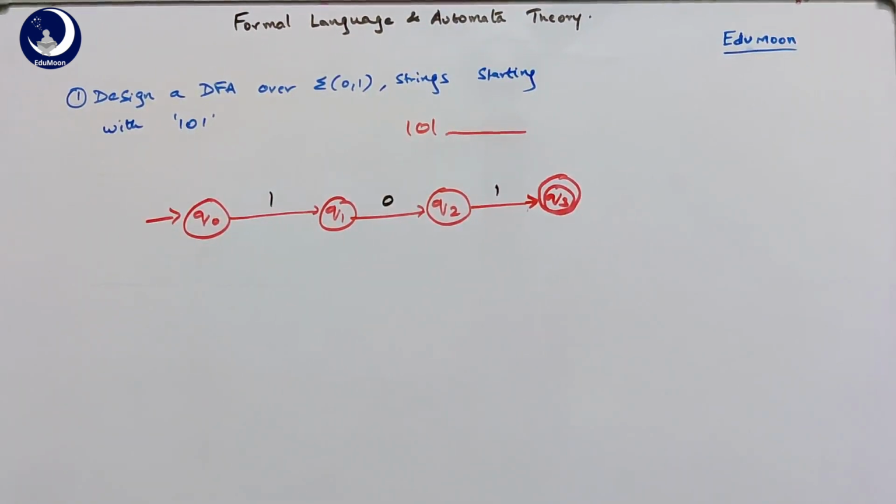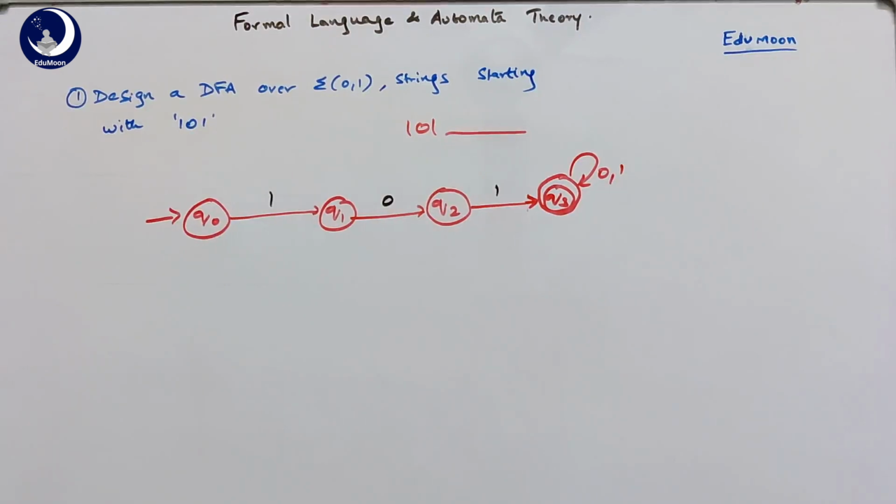and the string which is followed by 101 can be accepted also, because once it started with 101, the rest of the string can be anything, either it's 0 or 1, any number of times. So simply we can have a self loop at Q3 with 0 and 1 like this, so that any string followed by 101 gets accepted at Q3 itself. Now what about the remaining possibilities?